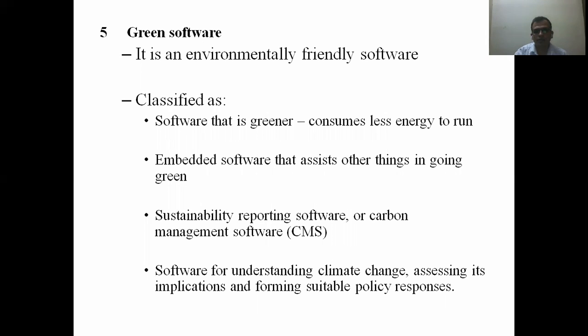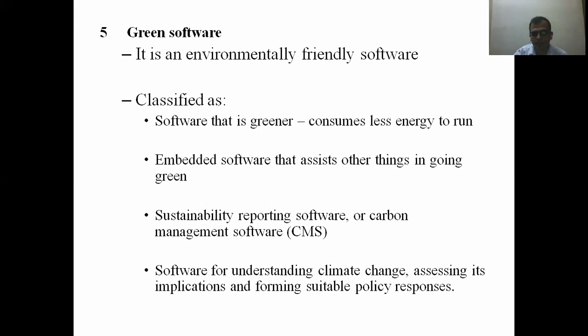Next, greening the software. It is environmentally friendly software. The software technologies improve so that there is a minimization of energy consumption by the computers. The software development is improved so that energy consumption is less, which makes it more energy efficient. So software that is greener consumes less energy to run.